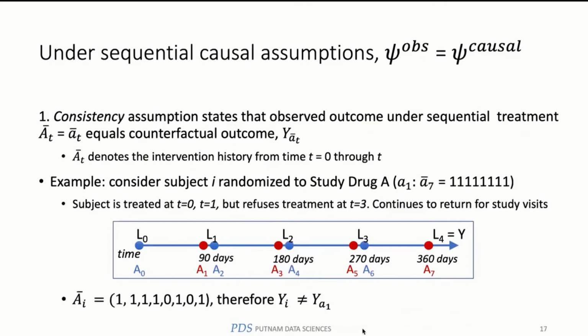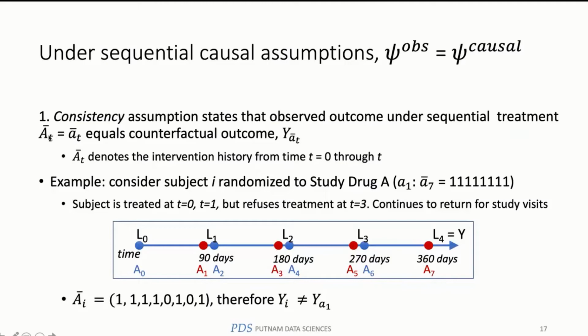So we now have to consider the causal assumptions that would link the parameter we can estimate, the statistical parameter in the observed data, to the causal parameter of interest. And the first one of these is the consistency assumption, which states that the observed outcome under the sequential treatment regime, A bar T, refers to the whole sequence of settings for those different nodes.